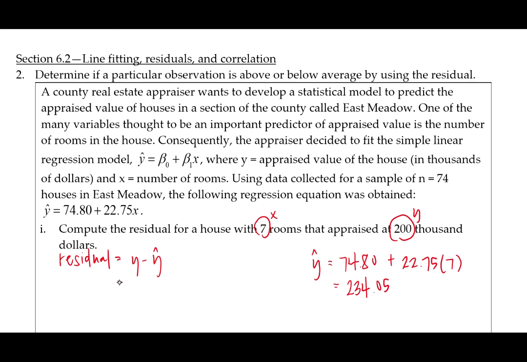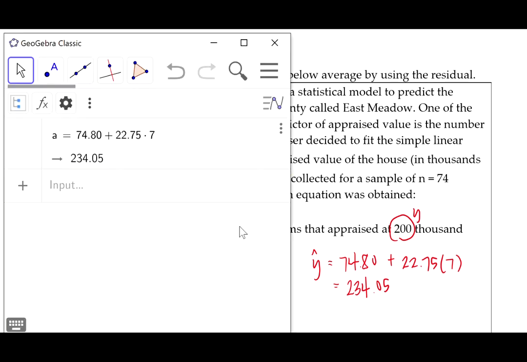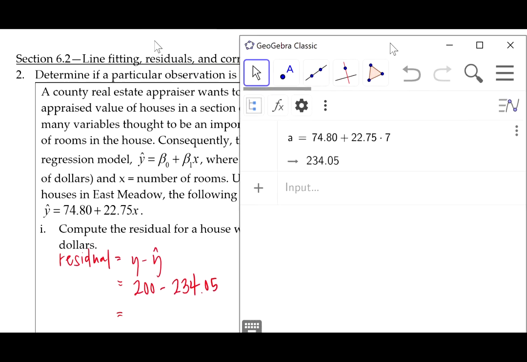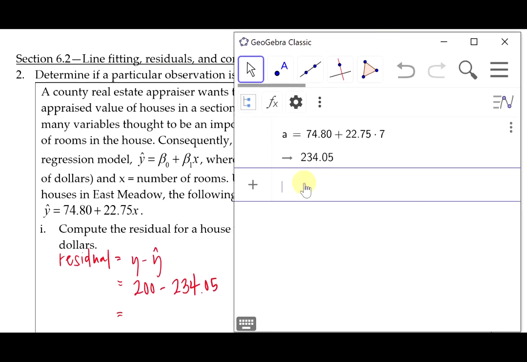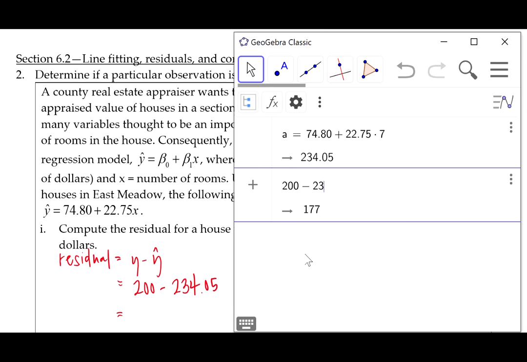So to compute our residual, we will calculate the actual y, 200, minus the predicted y, 234.05. And now I'll move this back over to the other side so we can see what we'll calculate now. When we do the subtraction, we'll get the residual, which is negative 34.05.